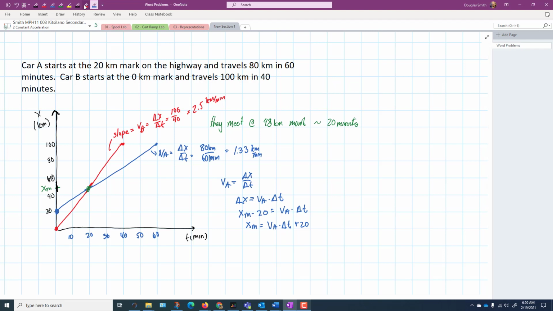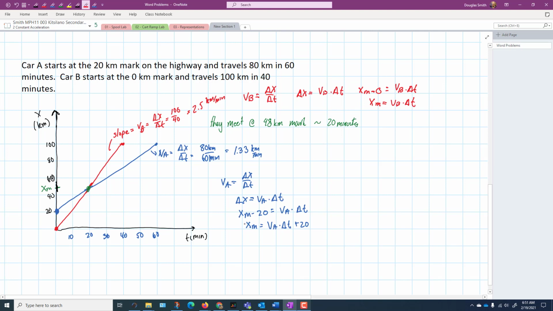But we could do the same thing for car B. So car B, VB is equal to delta x over delta t. So delta x is VB times delta t, and that's xm minus the starting position of car B, which was 0. So delta x is xm minus 0 equals VB delta t. So xm equals VB delta t. So now we have two equations for xm, and we have two unknowns. That means we can solve this problem.